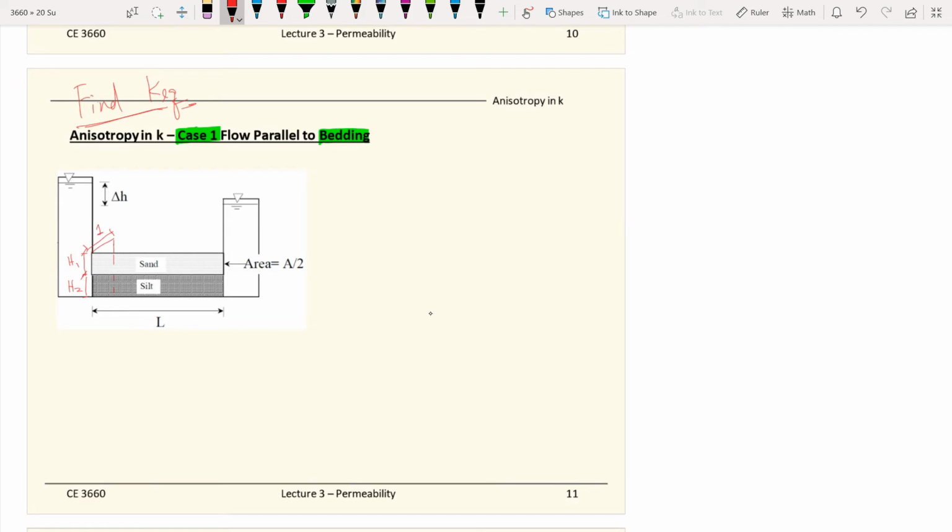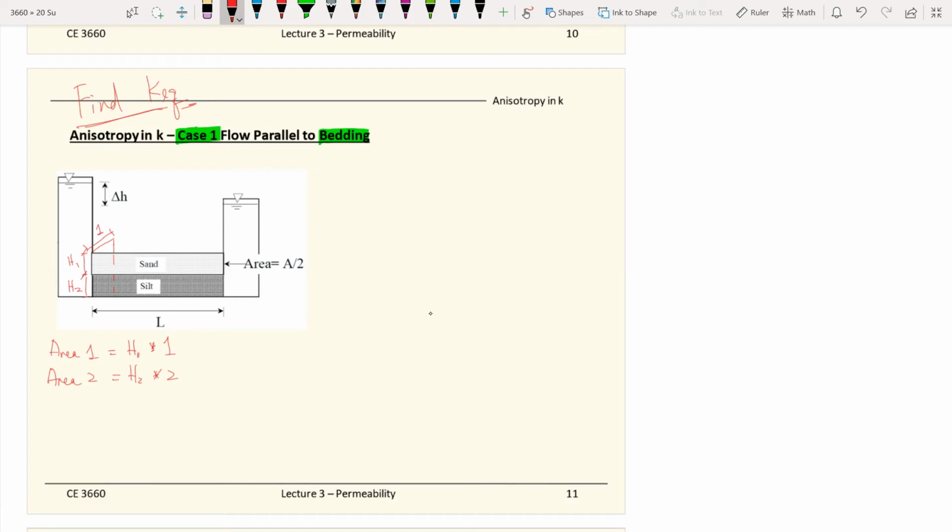So the area for the sand here will be H1 times 1, and the area for the silt layer is H2 times 1. So area 1 will be equal to H1 times 1, and area 2 will be equal to H2 times 1.